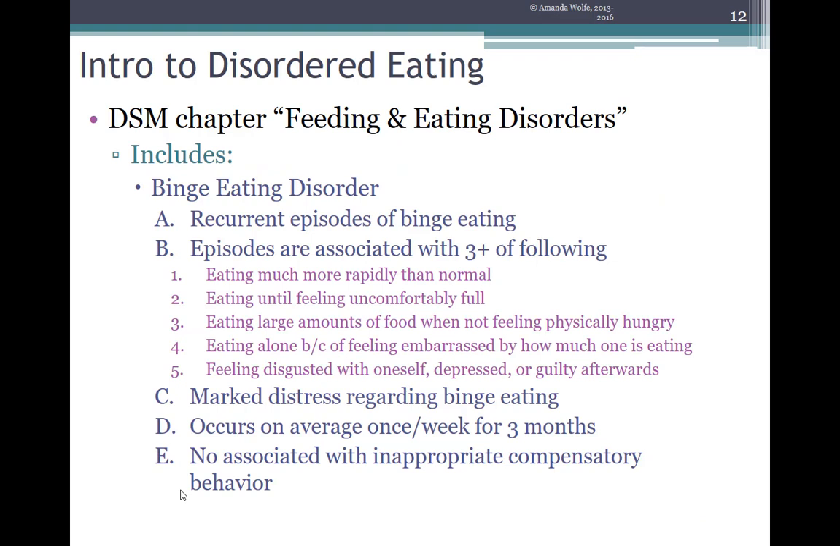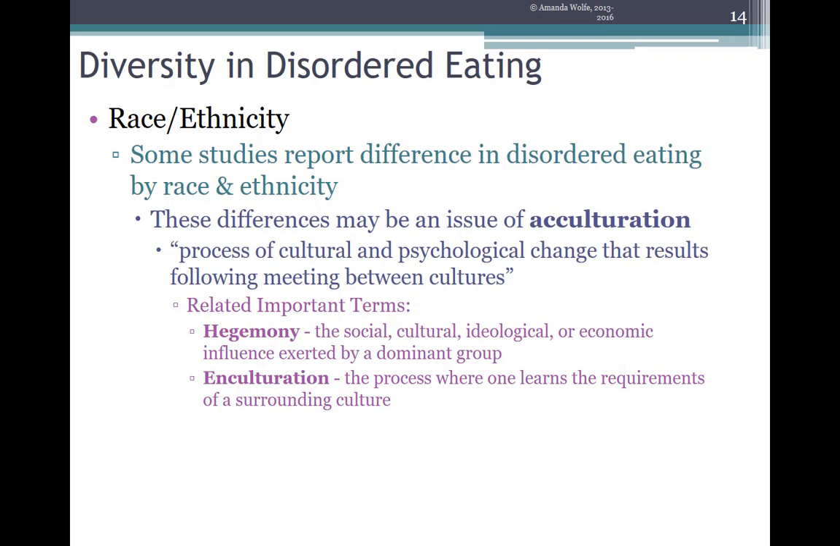But there are some other eating disorders that are in the chapter, including binge eating disorder, which is new for this edition of the DSM. This is where someone has those recurring episodes of binge eating, but they don't have the inappropriate compensatory behavior. They don't purge or restrict after they're binging. It's just the binging.